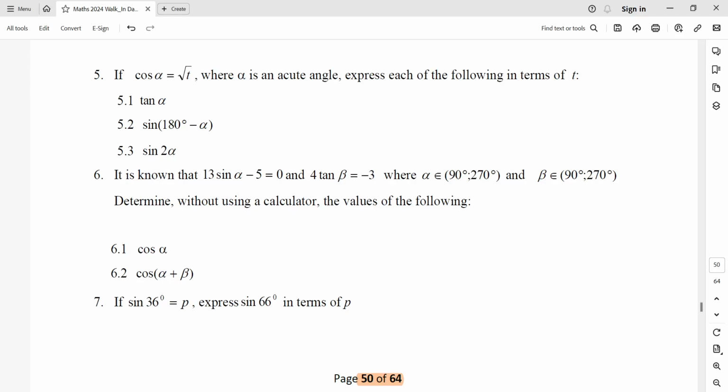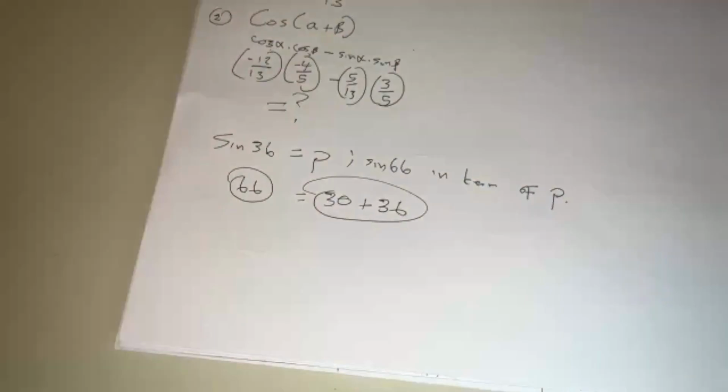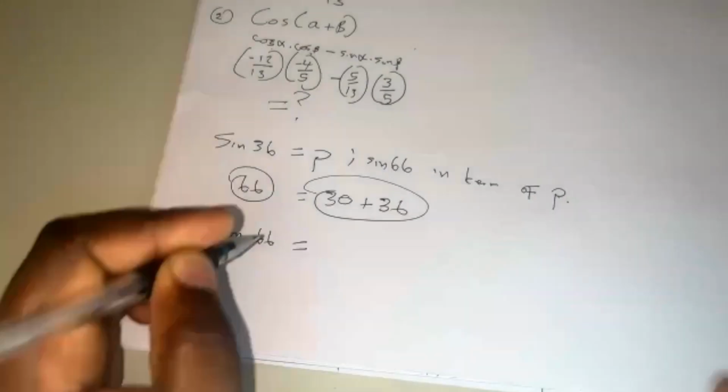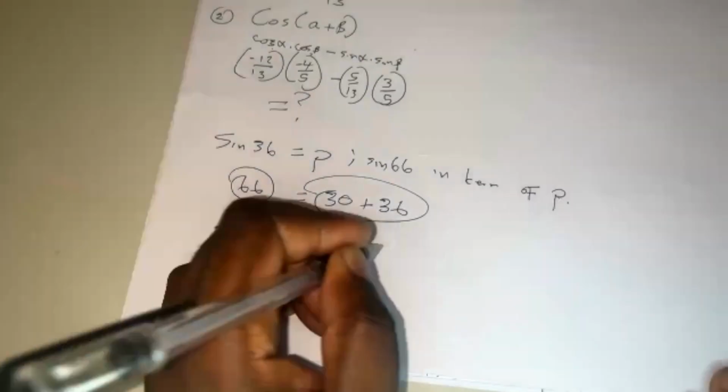Okay, let's start with angle 66 first. Angle 66, let's relate it with 36. How will you relate it with 36? We know that angle 66 is equal to 30 plus 36. So you see now, we are able to express sine 66 in terms of p. So we will say sine 66 is equal to sine in the brackets 30 plus 36.